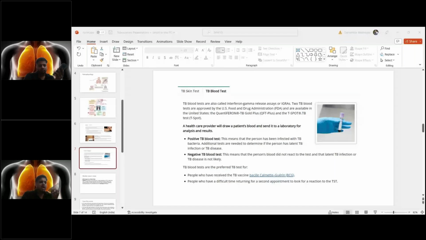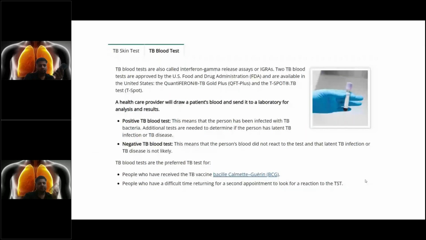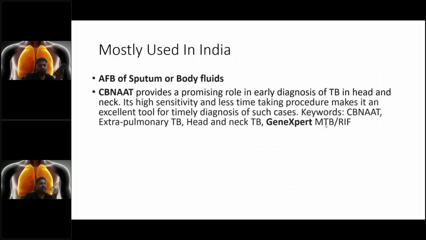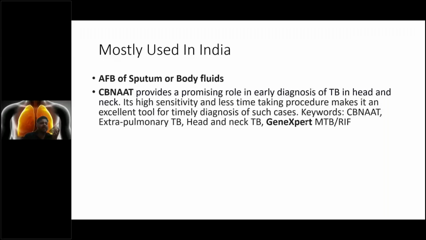So what we use in day-to-day clinical setup is the AFB stain. There is acid fast bacilli stain, as I told you, Ziehl-Neelsen. So what we write when we want to test for TB is AFB. So sputum for AFB, or ascitic fluid for AFB, or pleural fluid for AFB. That means we are sending the sample for AFB staining.